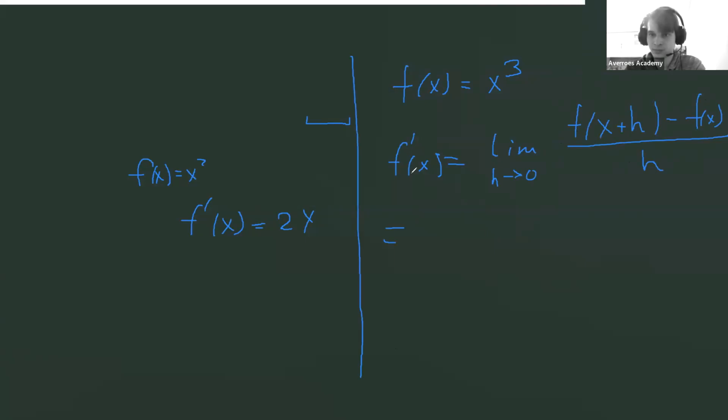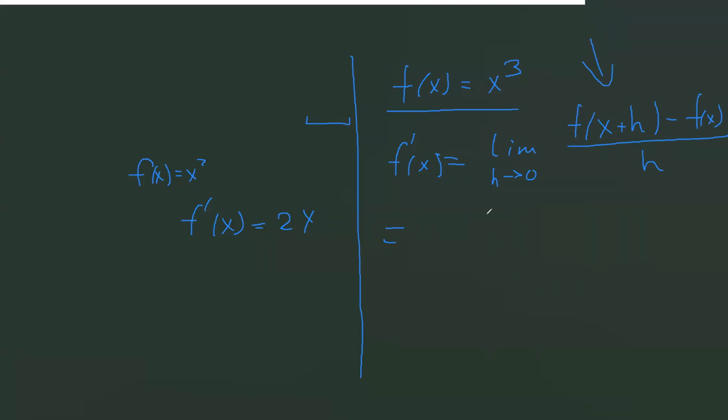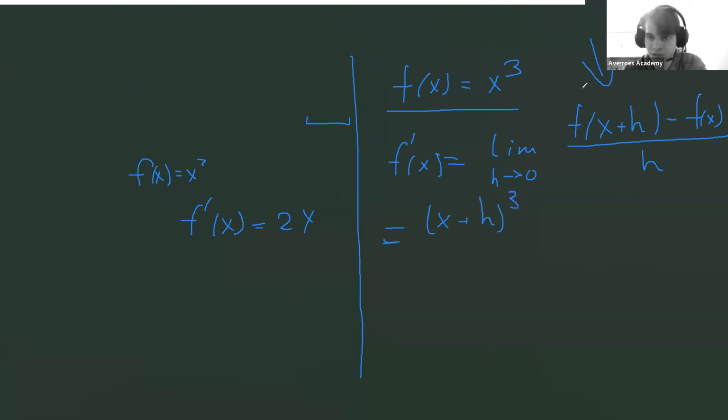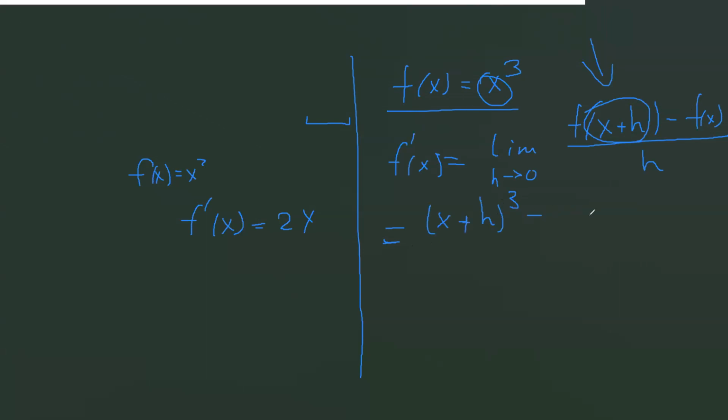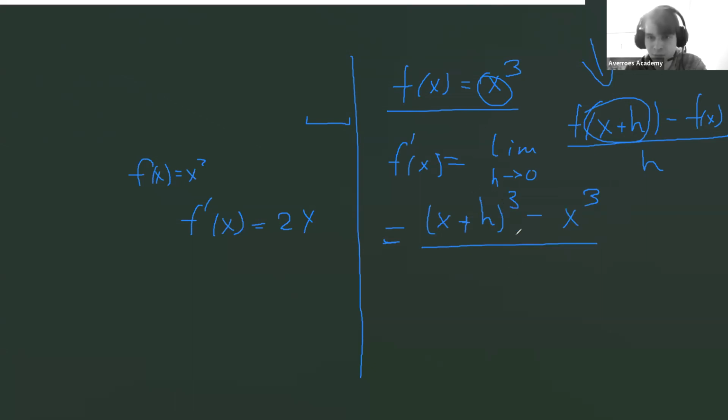It would be equal to f of x plus h. Yusuf, tell me, what would we substitute for f of x plus h in this case, when the function is x to the third power? 3x. I mean, x to the power of 3, sorry. x plus h to the power of 3? Actually, yeah. So we're going to have x plus h to the third power, substituting x for this value in the brackets. Do you see it? Yeah. Subtract f of x, x to the third power, divided by h.